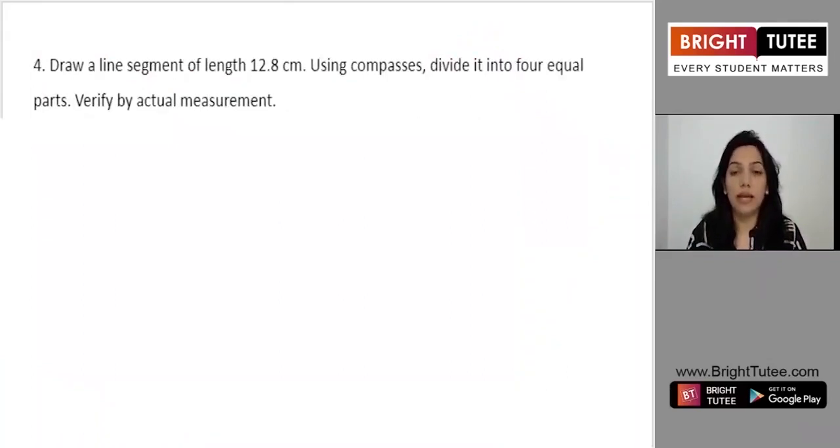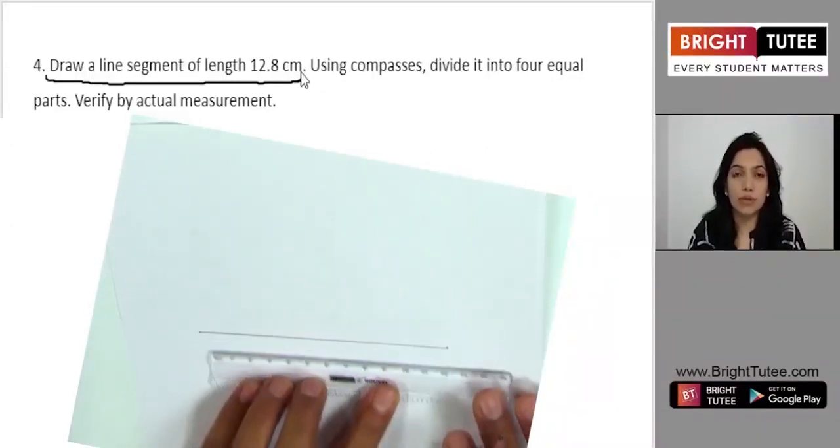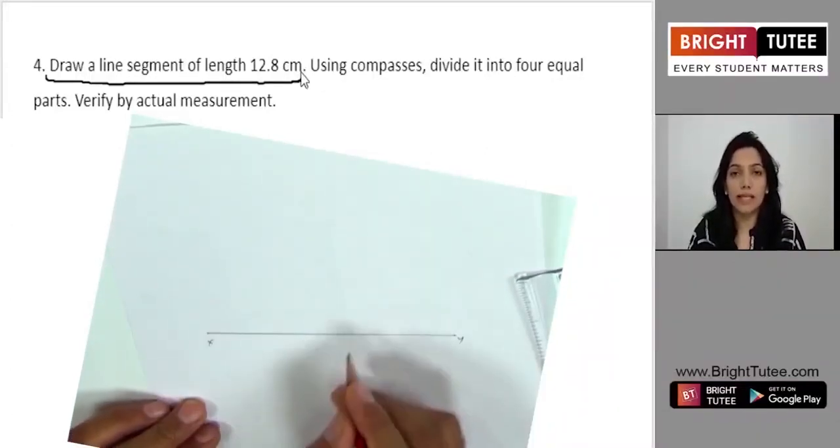It says draw a line segment of length 12.8 cm and, using compasses, divide it into four equal parts. Verify by actual measurement. Okay. So first of all, if you are drawing with me, make sure that you take out the ruler. Make sure you are measuring accurately 12.8 centimeters. Okay. Step 1. Draw a line segment. You get the first line from the question itself. Draw a line segment of length 12.8 centimeters. Let's name it as XY.